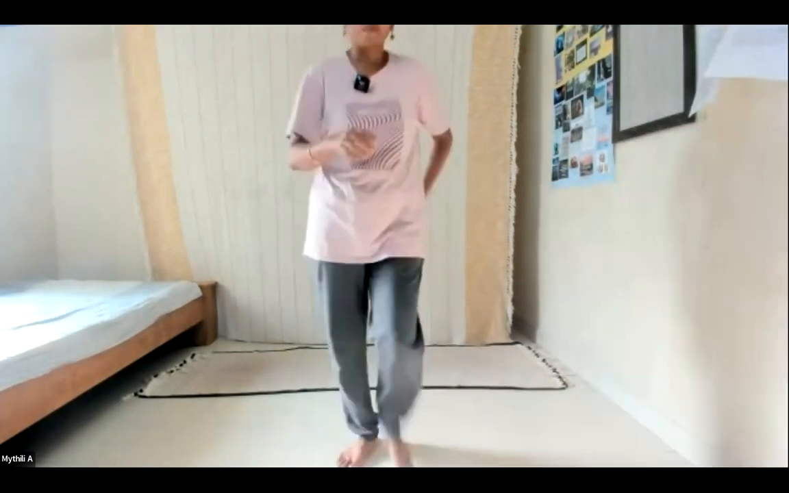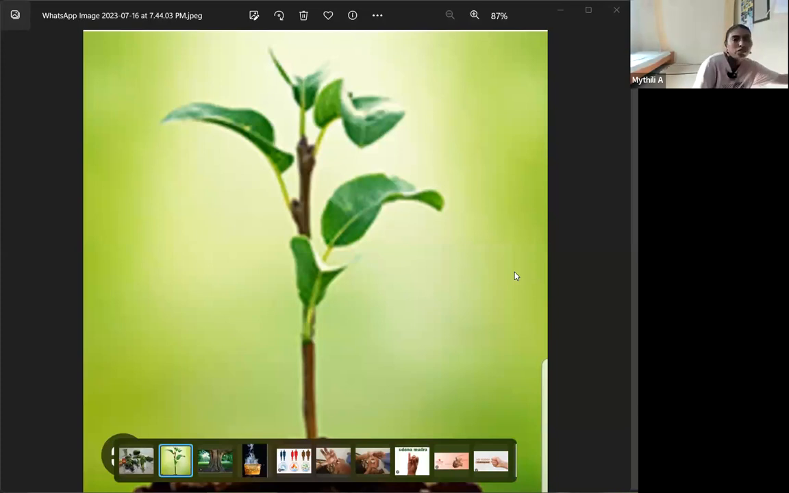See, let me share a picture. Observe, friends. This is a tender plant, a small new plant. Can we bend the stem of this plant? Yes, of course you can bend. If you start bending this stem, it will come this side, and it can bend up to this also. It can bend nicely. So it is a tender, small baby plant.